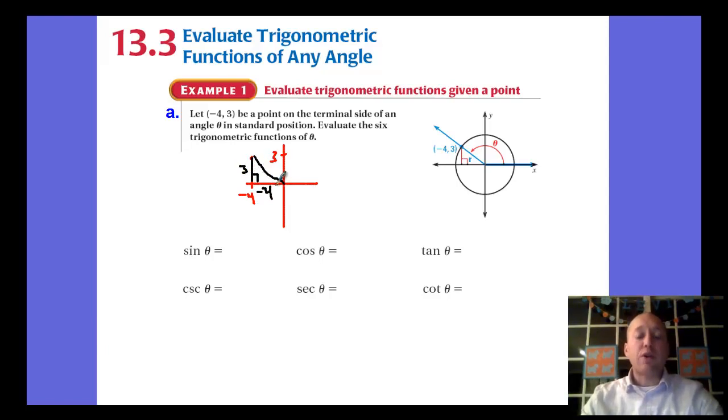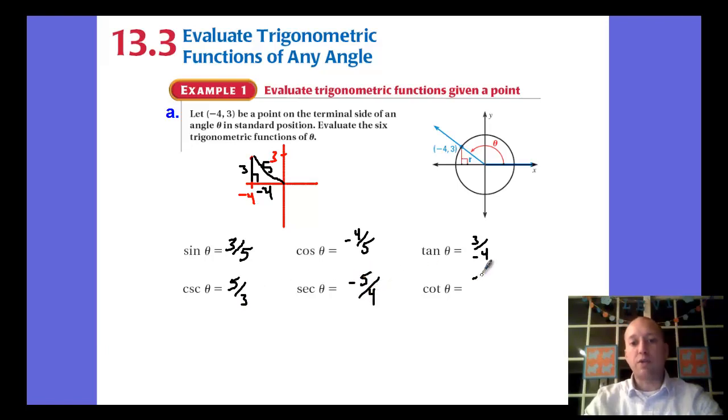We can use Pythagorean theorem to find our hypotenuse, which is a right triangle. So it's a 3, 4, 5. That's a special right triangle, 3, 4, 5. And then we can write our ratios. So sine is going to be opposite over our hypotenuse, 3/5. Cosine is going to be -4/5. Tangent is going to be dividing y over x, so 3 over -4. Opposite over adjacent, y over x. Cosecant is reciprocal, 5/3. Secant reciprocal, -5/4. And cotangent, -4/3.